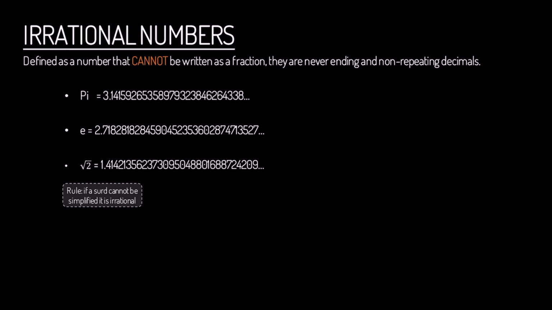A few examples of these are pi, e, and root 2. All of these numbers do not follow any type of pattern. They do go on forever, but they just don't follow a pattern. So as we can see, not many numbers are irrational.